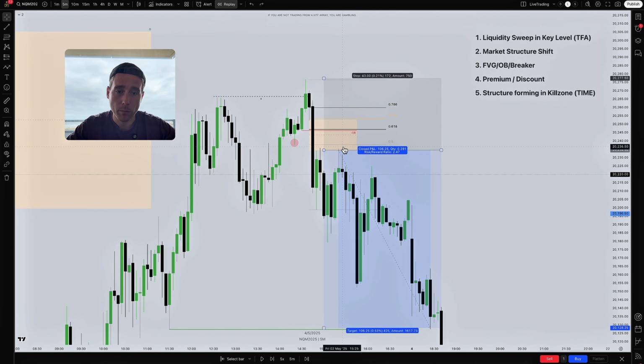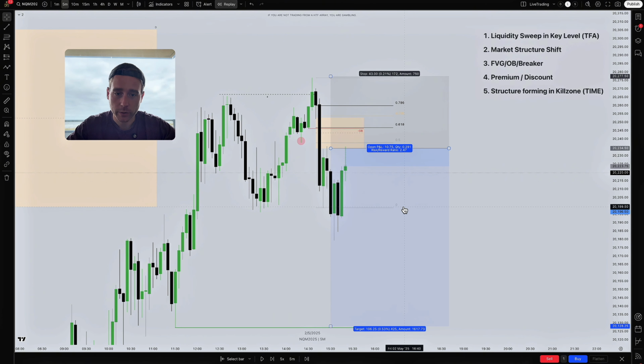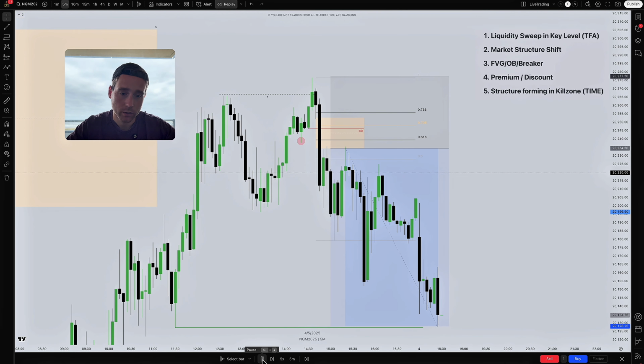The A+ setup is when price comes back to premium. If you go back here, once price steps into here and then creates a new low down here, there's a new range created right here. And for the second entry, price comes back into premium of the range. So for this entry on the PM session here, that is where the A+ setup was. The entry would have been officially right there, not here. And there the entire A+ setup was present: liquidity sweep into a key level, market structure shift, price comes back into the fair value gap in premium of the range, and it's formed inside the PM session, inside that kill zone. And then price goes lower.